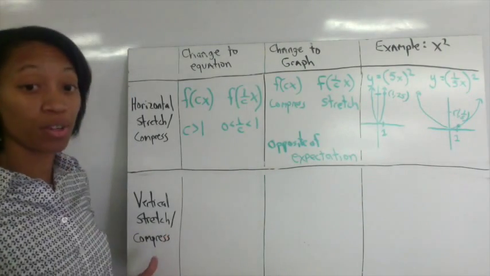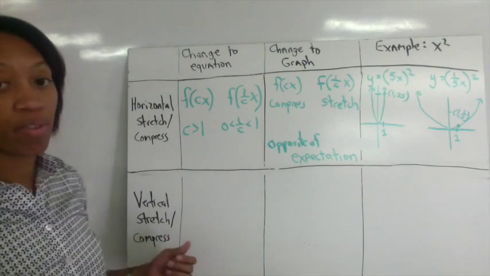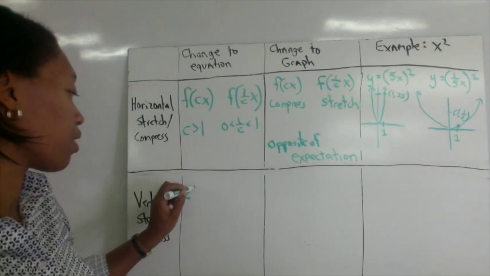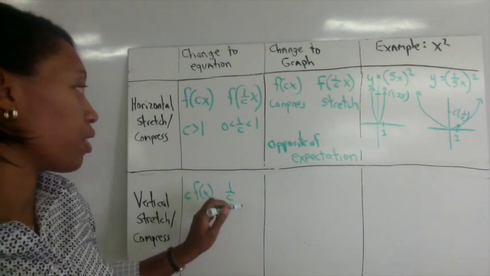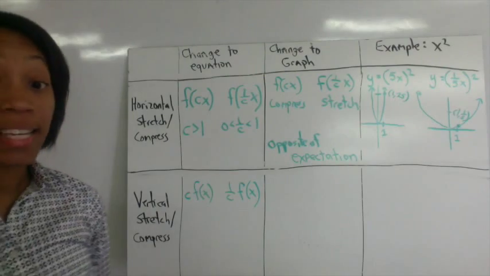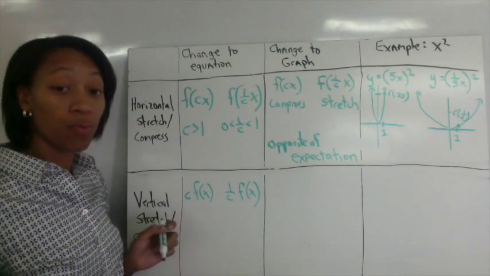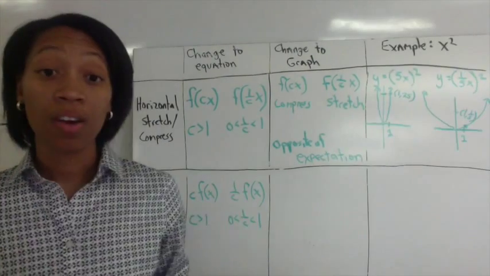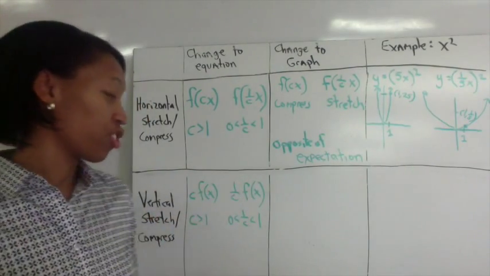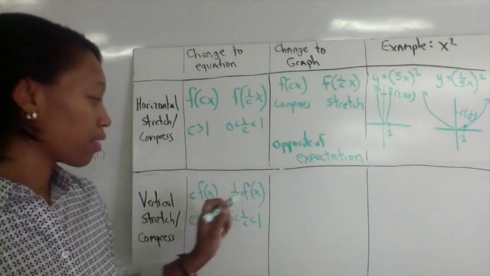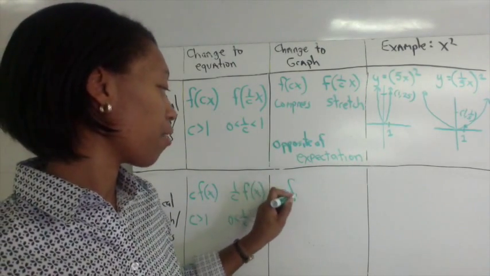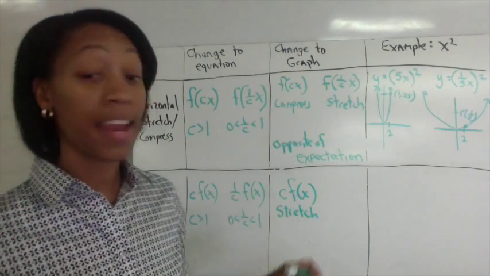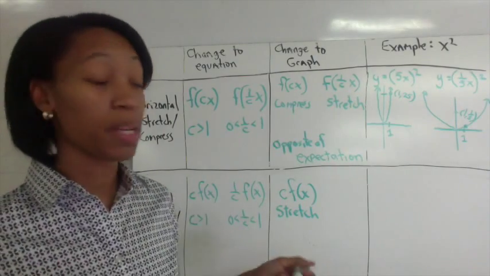So now let's look at vertical stretch compression. Vertical stretch compression happens outside the graph. Now we have c times f of x, or we have 1 over c times f of x. Again, same thing. The c needs to be greater than 1 at this one, and I'm looking at c to be a fraction on this one. Now the vertical stretch compression is exactly as you would expect. Multiplying c by f of x, that's the stretch. And the fraction is the one that compresses it or makes it smaller.